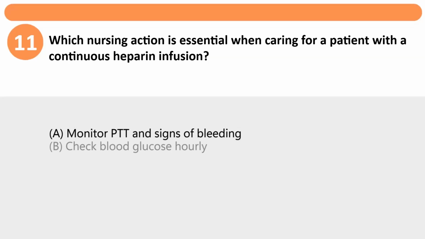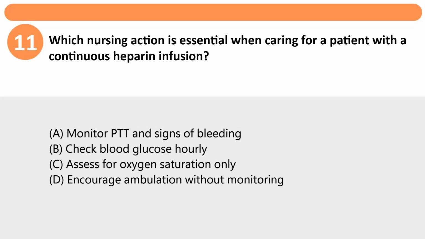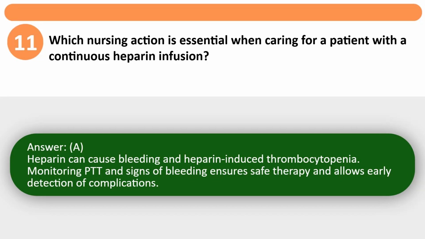Which nursing action is essential when caring for a patient with a continuous heparin infusion? A. Monitor PTT and signs of bleeding. B. Check blood glucose hourly. C. Assess for oxygen saturation only. D. Encourage ambulation without monitoring. Answer, A. Heparin can cause bleeding and heparin-induced thrombocytopenia. Monitoring PTT and signs of bleeding ensures safe therapy and allows early detection of complications.